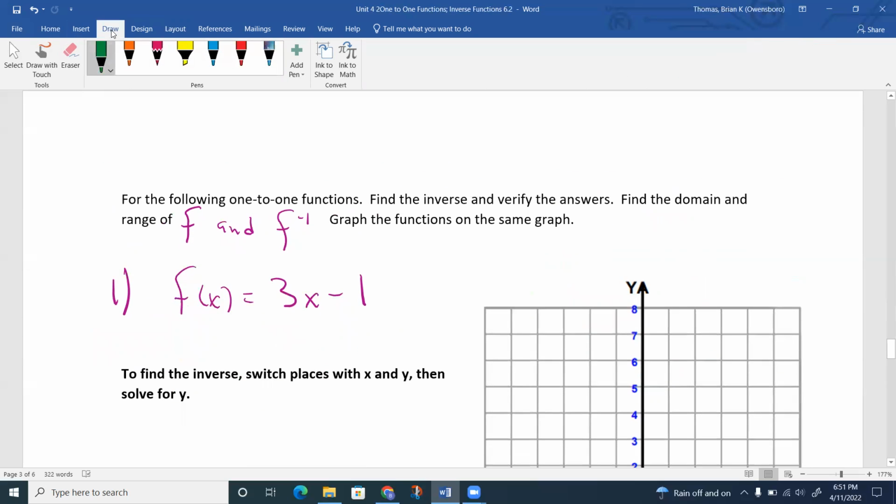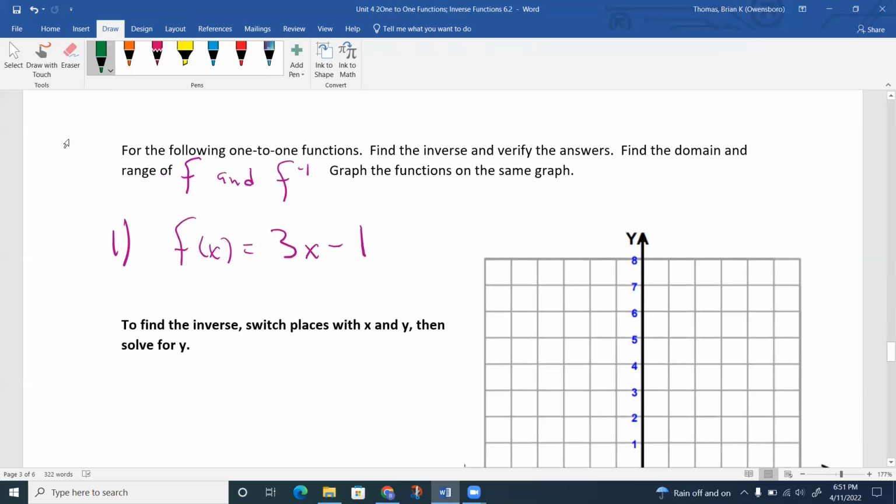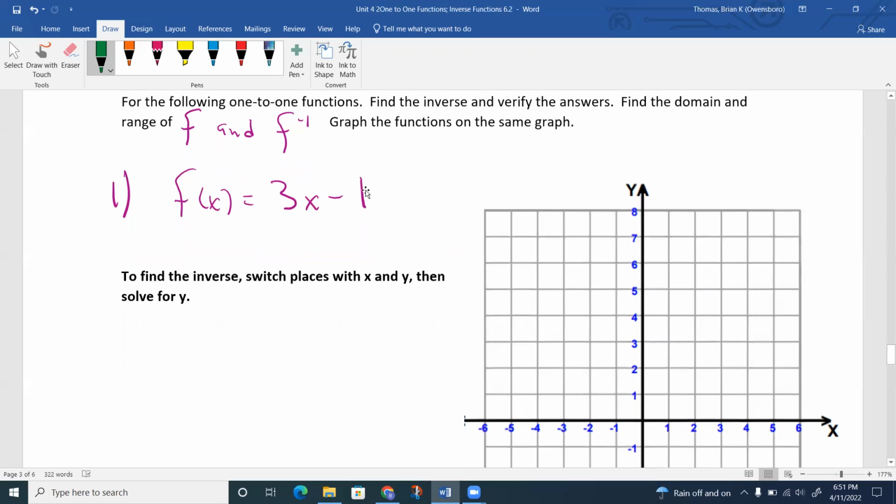So the last thing we want to do in our assignment is, for the following one-to-one functions, find the inverse and verify the answers are indeed inverses. We then want to find the domain and range of f and its inverse, and graph the functions on the same graph. It may be easier to get the domain and range from the graph, so I may go ahead and graph before I do domain and range.